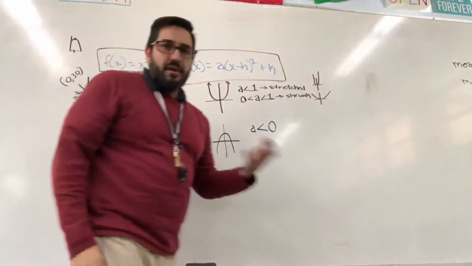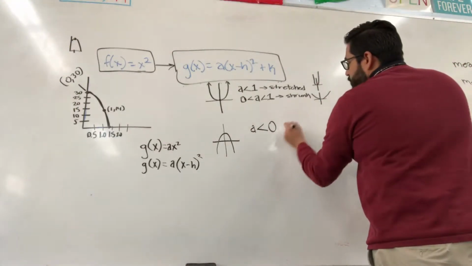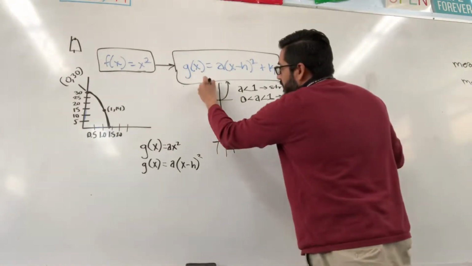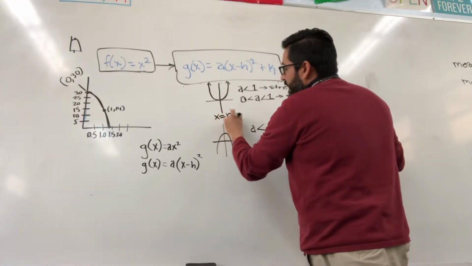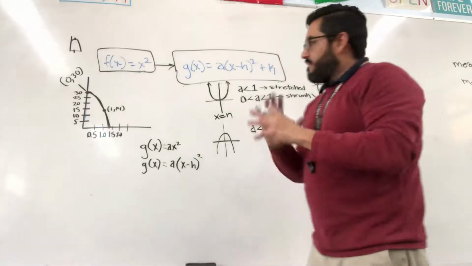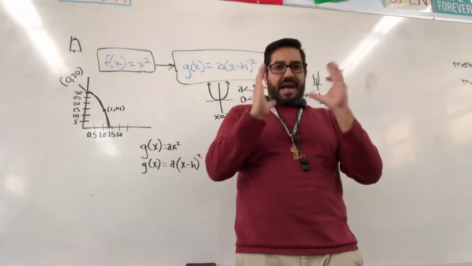Another thing that you want to know, I know this seems very random, but there is a line of symmetry in your parabolas, and it usually is x equals h. That's the line of symmetry. So if you were to divide that graph into two parts, each side would be identical.